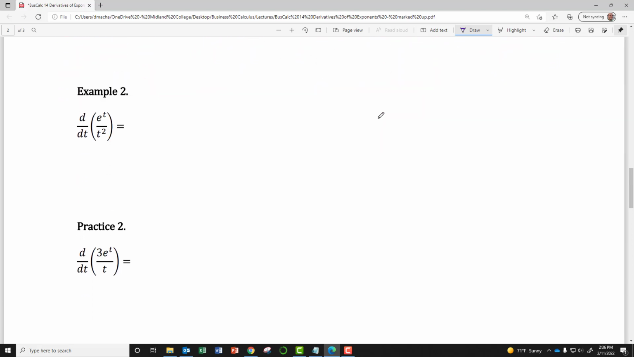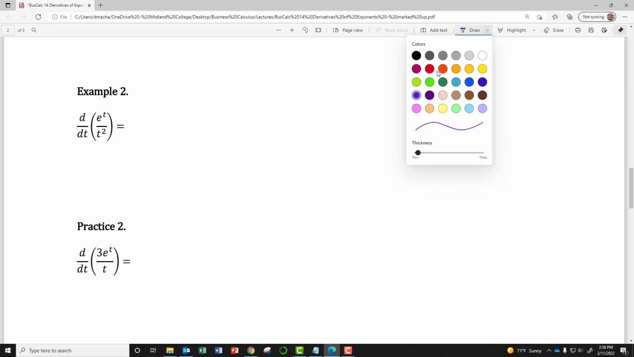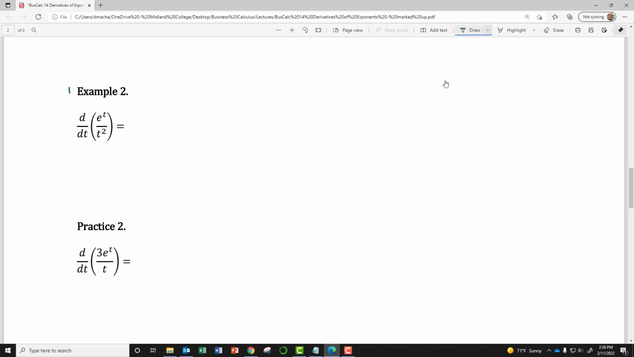Moving on to example 2. So follow along as I show you how to do this type of problem. We have the derivative of e to the t divided by t squared. And in this problem, I see a quotient. And so, of course, I have to use the derivative quotient rule. And that's telling me that if I'm taking the derivative of a quotient of functions, f divided by g, then this is going to be f prime g minus fg prime divided by g squared.